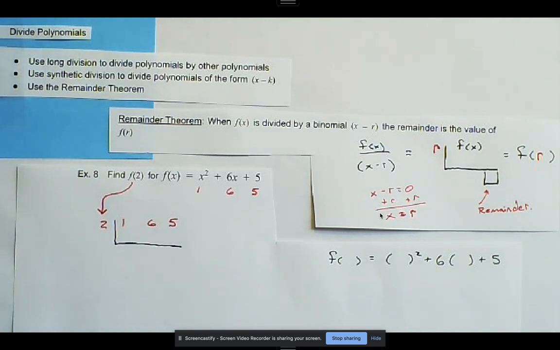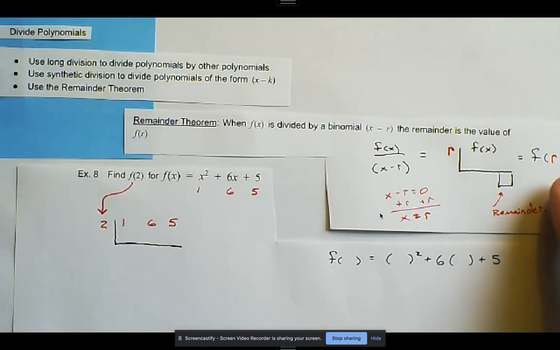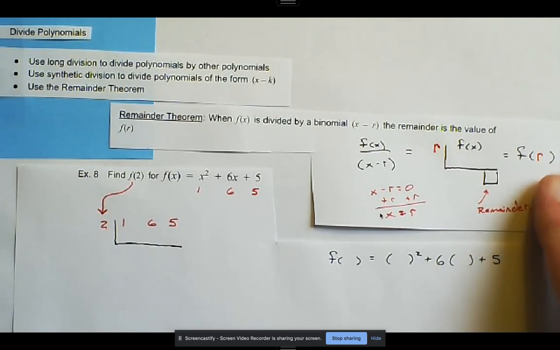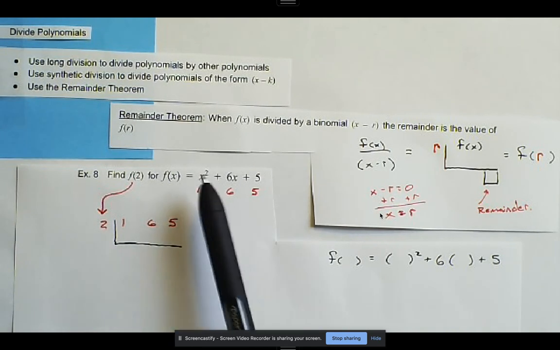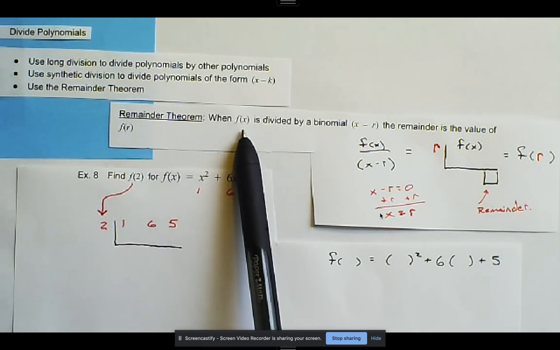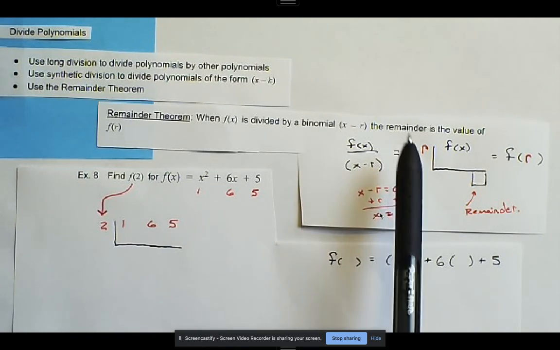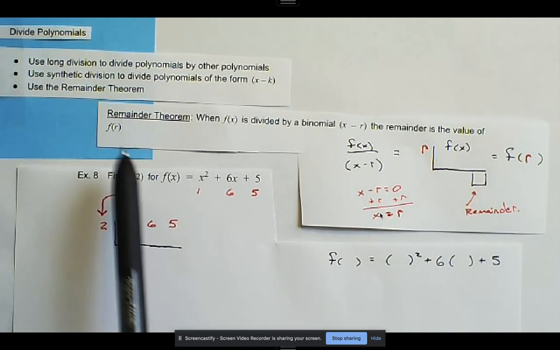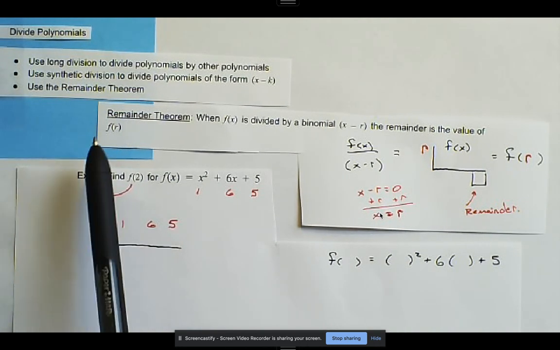We're doing operations with polynomials, and we are dividing polynomials, and now we're going to use the remainder theorem to evaluate polynomials. Basically, the remainder theorem says when you have a function, in this case f of x, divided by a binomial, x minus r, the remainder is the value of the function evaluated at r.